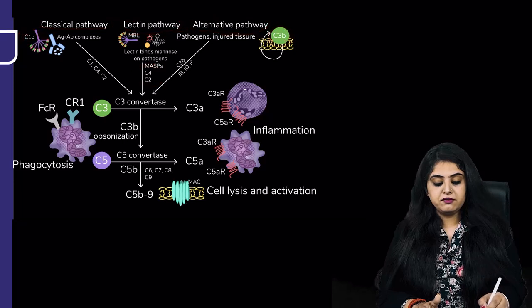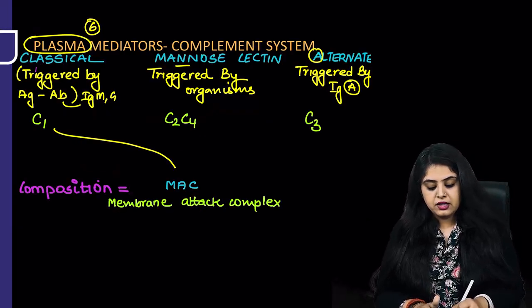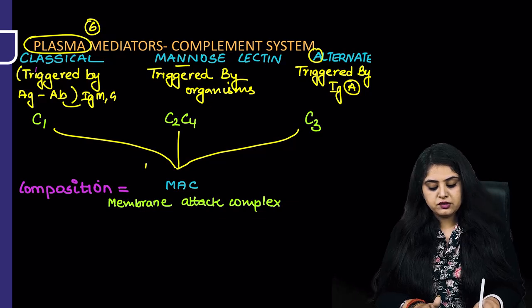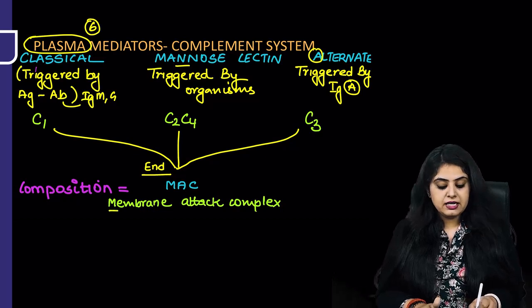But wherever they may start from, they ultimately come to C3, C5, they ultimately converge. And when they converge, what is the end result that all of them are going to form? What is the end formation? It is going to be MAC. What is MAC? Membrane attack complex.